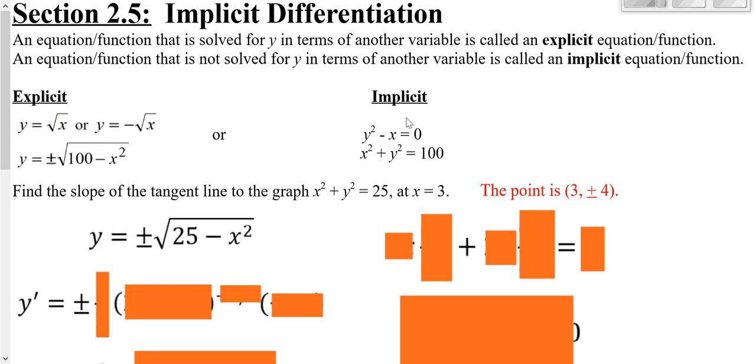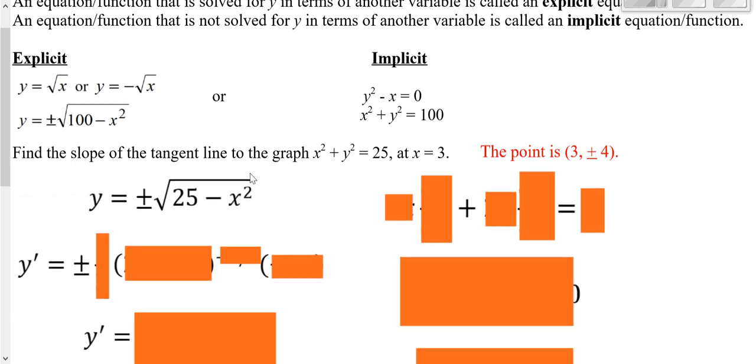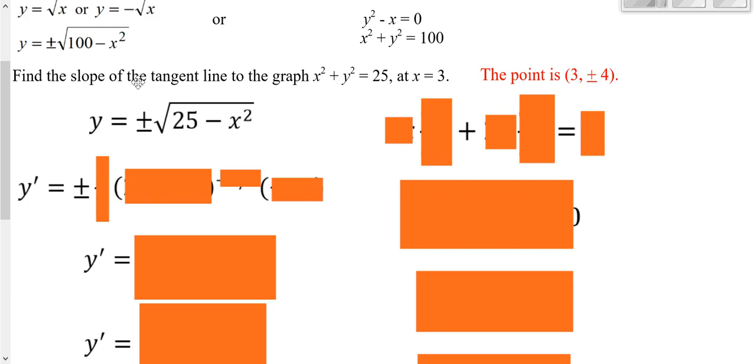So here we have an implicit equation. If you did go ahead and solve it for y, then you would get what we have over here on the top. Or here we have an implicit equation for a circle centered at the origin with radius 10. If you did solve it for y, well, then you would get this right here. So some implicit equations can relatively easily be solved for their explicit forms. Some cannot be.